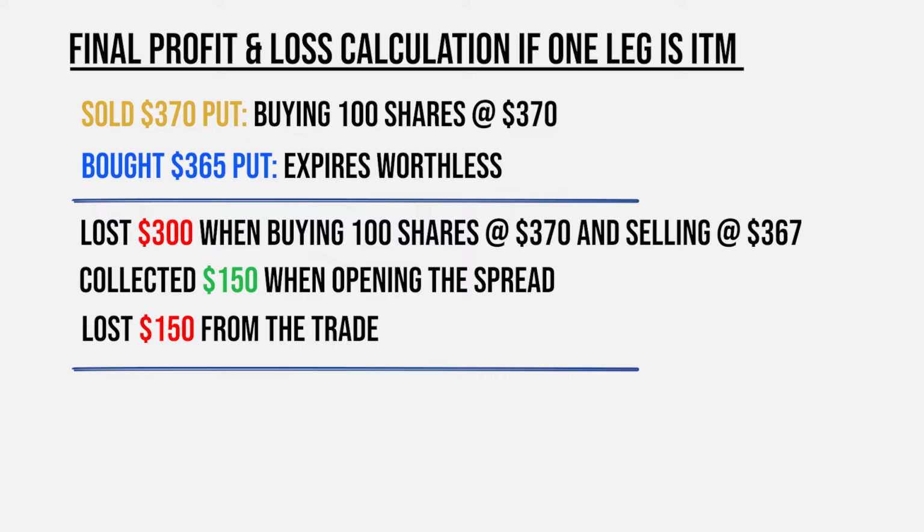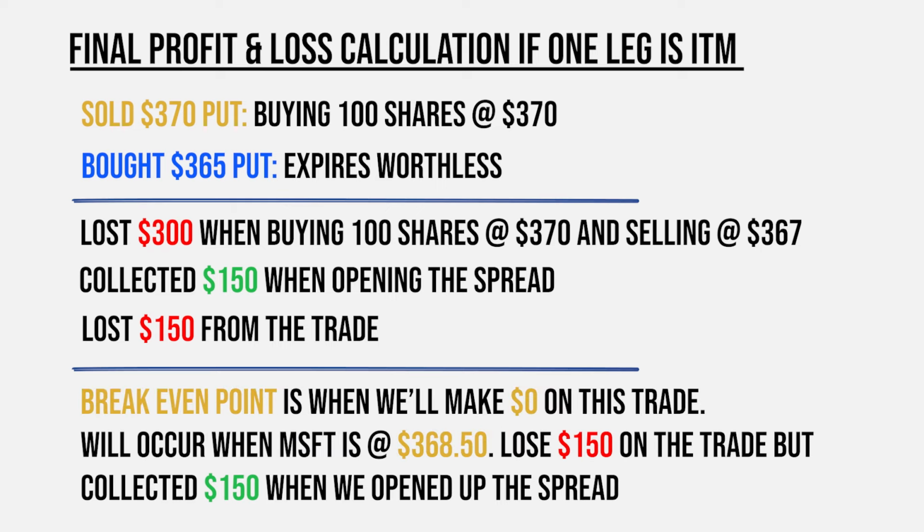Break-even points are where the stock price needs to be in order for you to break even on the trade. So in this case, the break-even will be $368.50 because we collected 150. If you lose 150 on the transaction of buying and selling the shares, then it will equal zero, and that will happen when the shares are at $368.50.